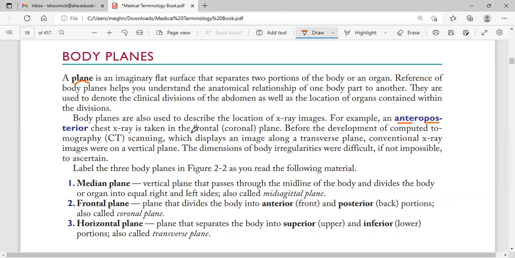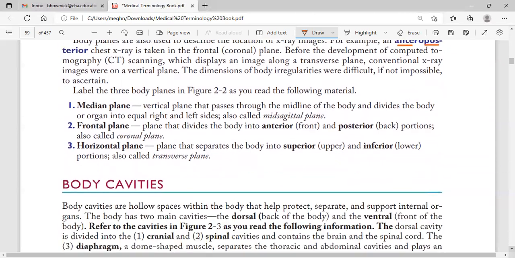Before the development of computed tomography, or CT scan, or CAT scan, which displays the image along a transverse plane, conventional X-ray images were on a vertical plane. The dimensions of body irregularities were difficult, if not impossible, to ascertain. The level of the three body planes is in the figure.